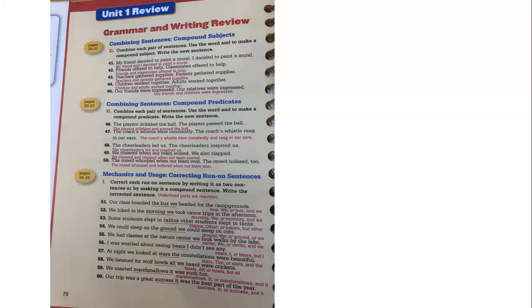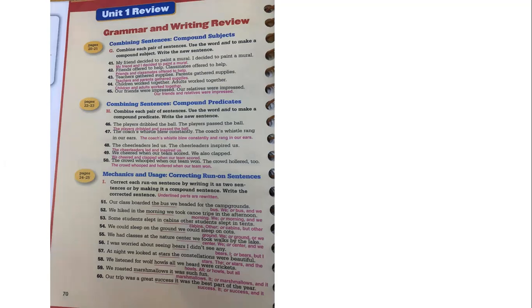Next, compound predicates. So we're going to use the word "and" to make a compound predicate. The players dribbled the ball. The players passed the ball. The players dribbled and passed the ball. Number 47: The coach's whistle blew constantly. The coach's whistle rang in our ears. The coach's whistle blew constantly and rang in our ears.